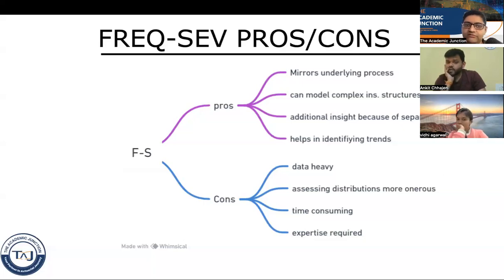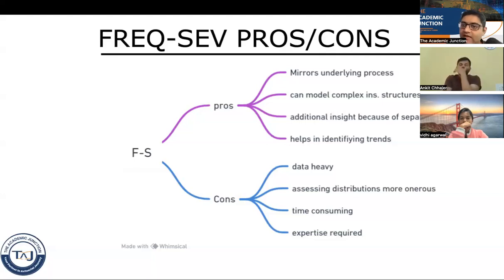So one of the other pros, apart from modeling complex insurance structures, is that you can get additional insight because of the separation of frequency and severity, and it also helps in identifying trends. For example, you can identify separate trends for frequency and severity if you build an FS model, right? So you can identify that severity has been reducing, but frequency has been increasing. So the burning cost might be stable over the past, say, 6 months. But that stability could be due to increasing frequency and decreasing severity, right? And this additional insight is very helpful to actuaries to plan and change.